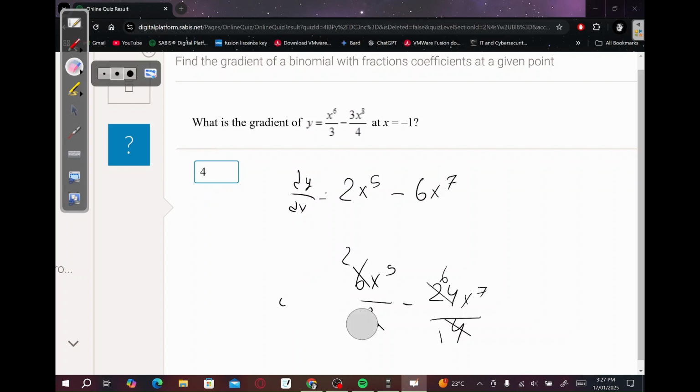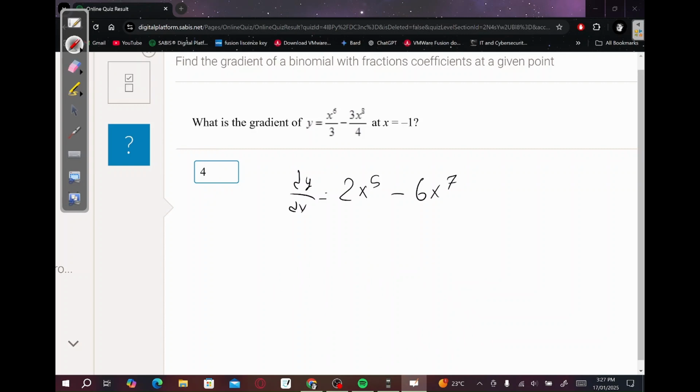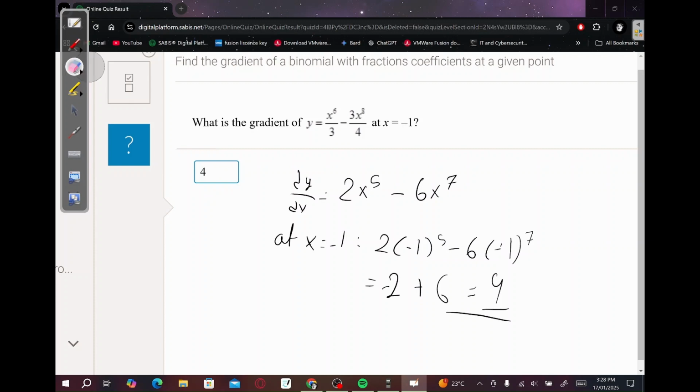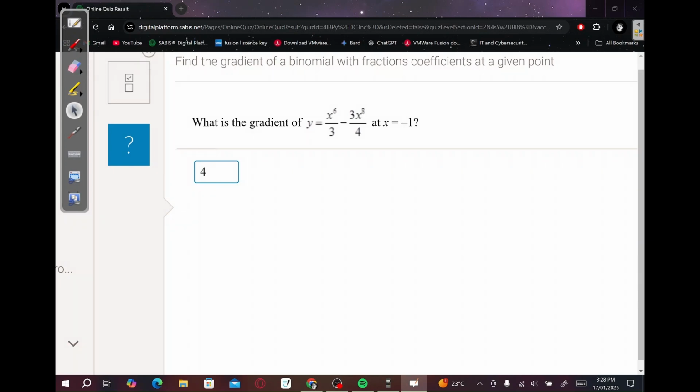Now, at x equals negative 1, we have 2 times negative 1 to the power of 5 minus 6 times negative 1 to the power of 7. You can do it on a calculator, even though it's actually just 2 plus 2, because this is going to be negative 2, and it equals 4. 4 is our final answer. Okay.